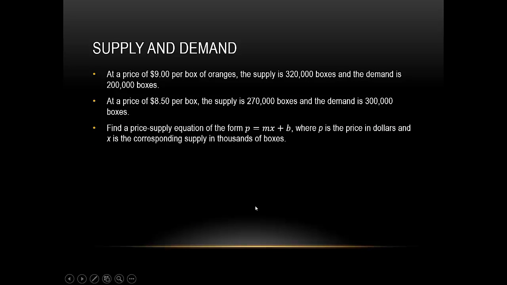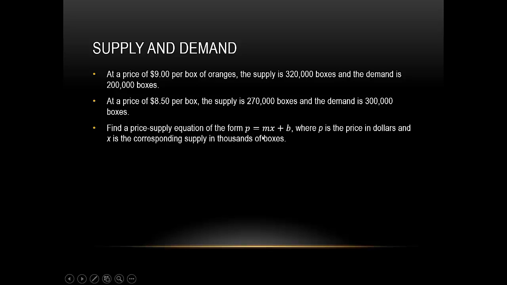Let's look at another example. At a price of $9 per box of oranges, the supply is 320,000 boxes and the demand is 200,000. So I can already see I have a supply and demand thing going on. At a price of $8.50, so the price has changed here. That's my change, and that's how you know when you're going to do something with a slope: you have a change. I want to find a price-supply equation of this form.